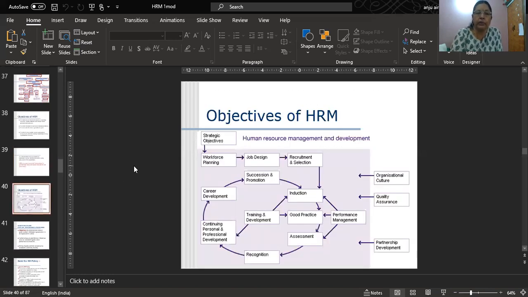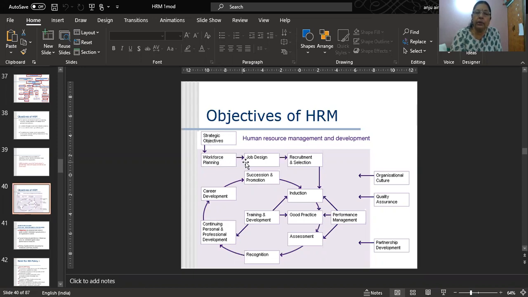So again, objectives of HR, how it is determined. First, the organizational strategic objectives. What is the strategy of the organization? What are the goals of the organization? From those strategic objectives, the planning is done.